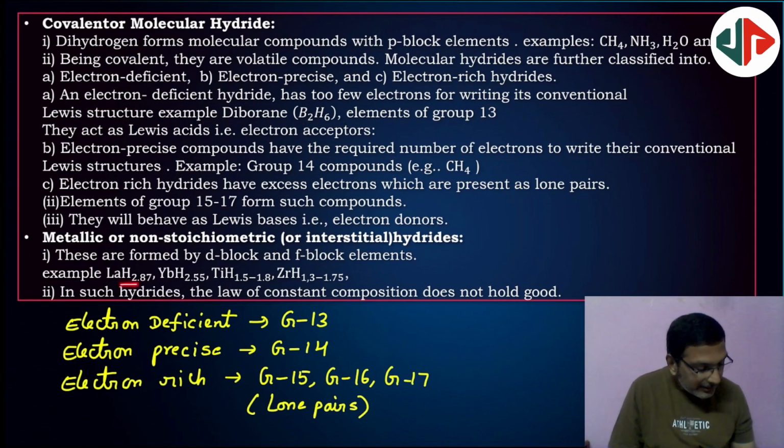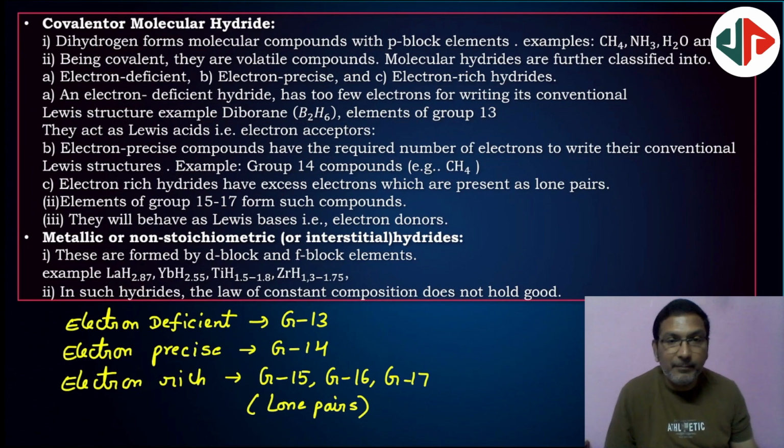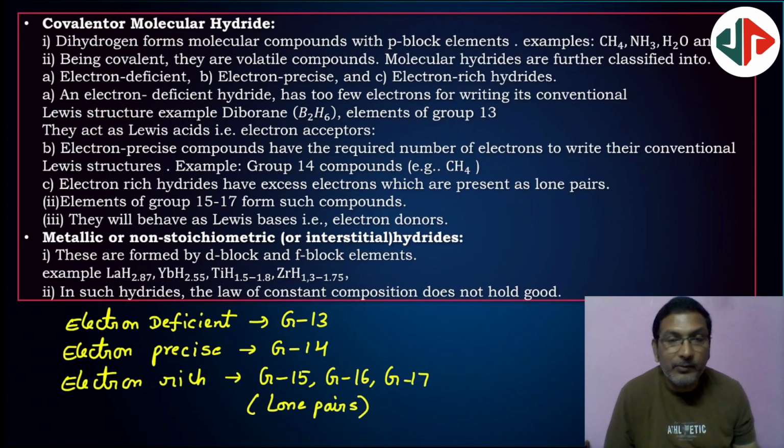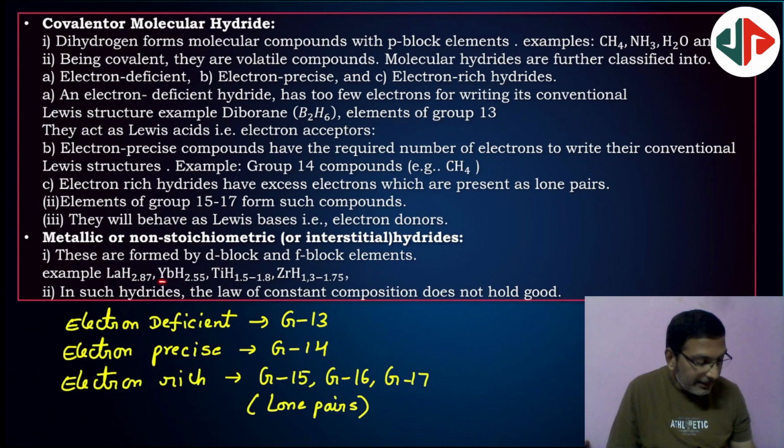Non-stoichiometric means stoichiometry will not be there; fractions will be there. Easy to remember. In such hydrides, the law of constant composition does not hold. We cannot write an exact formula for that hydride. Only d and f block elements can form non-stoichiometric or interstitial compounds.